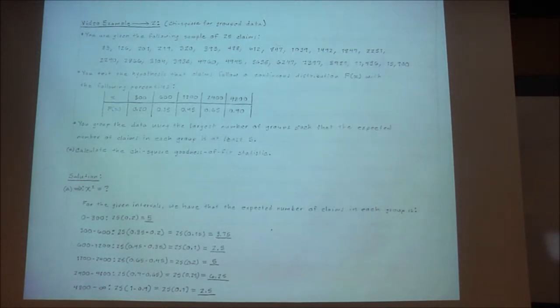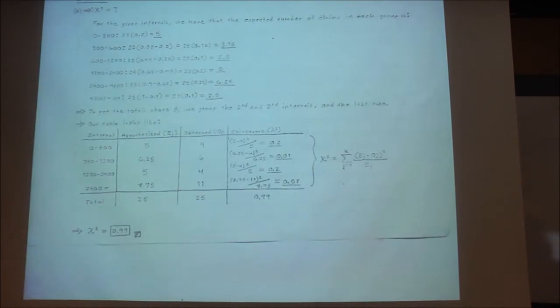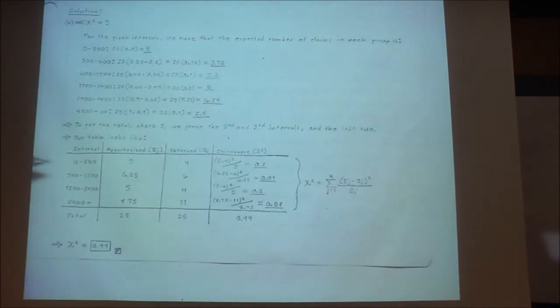So to get our total of expected claims in each group above 5, you group these two together and these two together because you've got to get that 2.5 up. So then, like LaShonda said, it's pretty convenient to make a table for these problems.